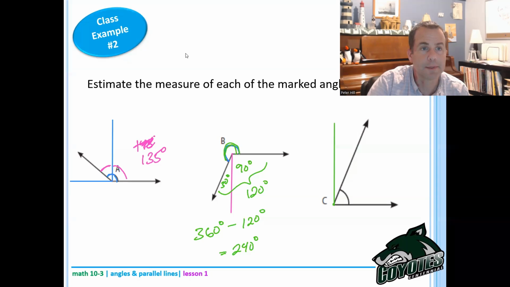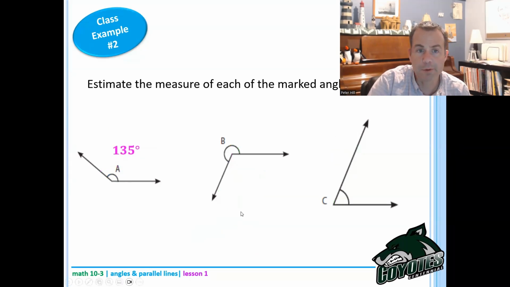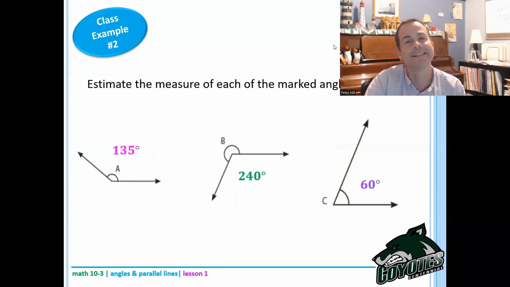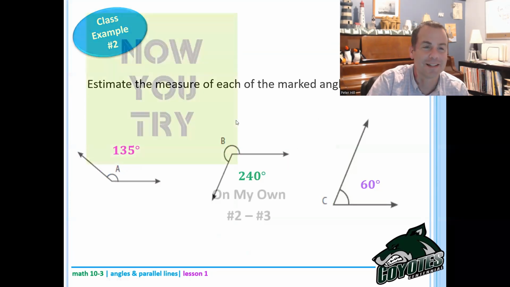All right, let's see how I did. See if I got the same thing that I put on my slide a little while ago. 135, that was my estimate there. 240 was my estimate. Yay, see if I'm 3 for 3, and 60. Good. We did good, guys. All right.